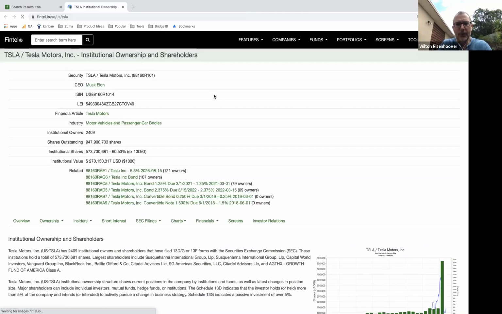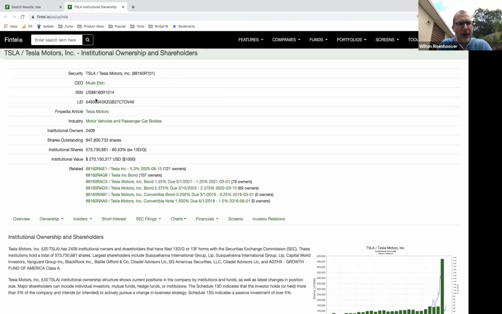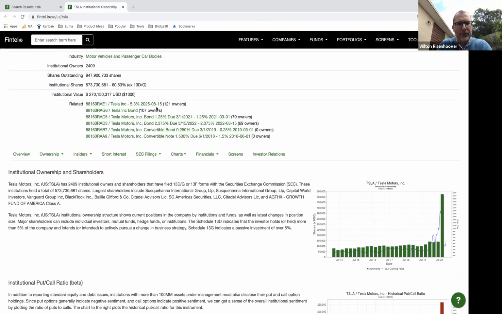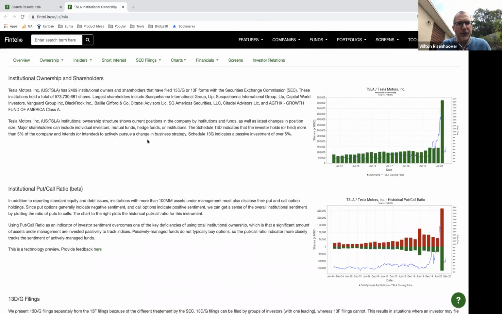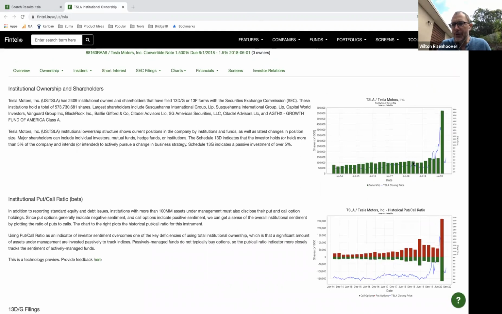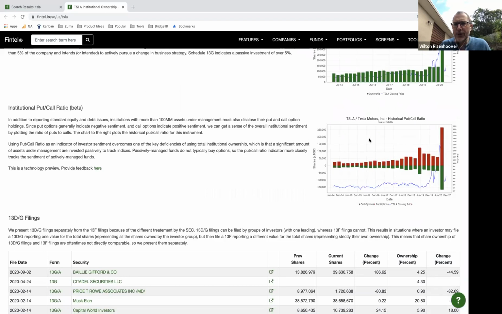Let me show you what this looks like. We have some high-level metadata at the top and some related securities here. Fintel also has information on bonds, fixed income, and other types of securities besides just equities. Down here, we have the institutional ownership. You can see that institutional ownership seems to have gone up quite a bit recently. We also have these institutional put-call ratios.